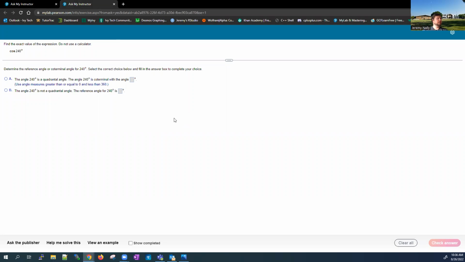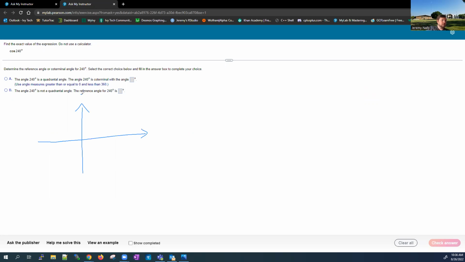Okay. And then this next one, find the exact value of the expression. Do not use a calculator. So determine the reference angle or coterminal angle for 240 degrees. So you have to draw a picture, or at least a picture will help, unless you can picture this all in your head.